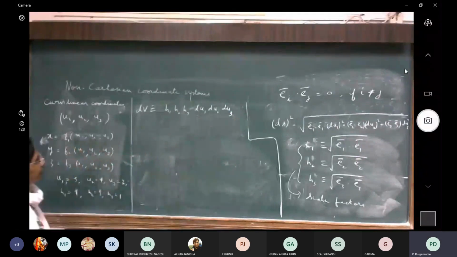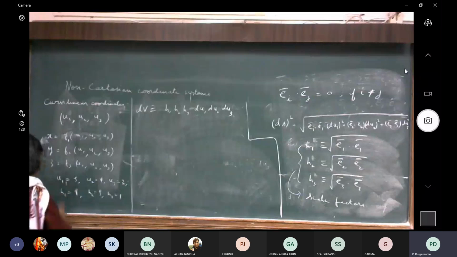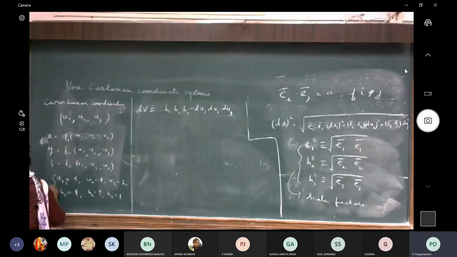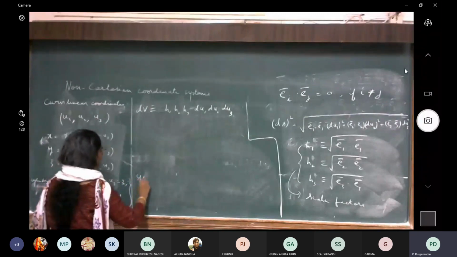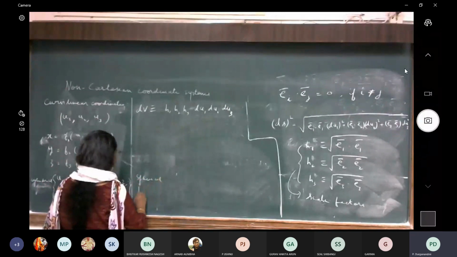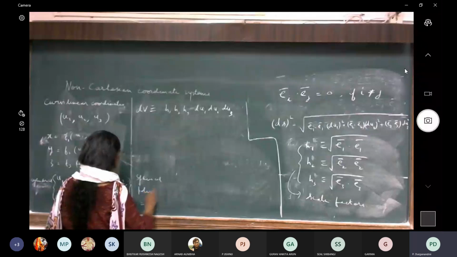So I would request you to work this out for two systems. One is the cylindrical polar coordinates, and because these are familiar to you, you will understand what's going on. And the other one which you do is for spherical polar coordinates, because these are both curvilinear coordinate systems.